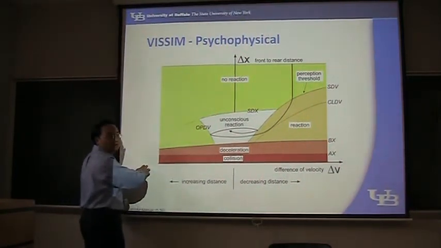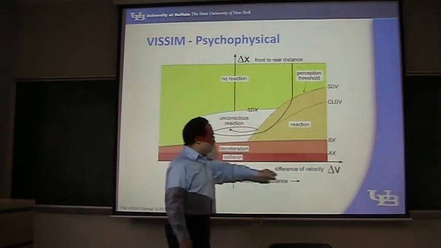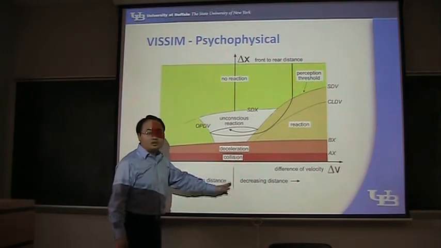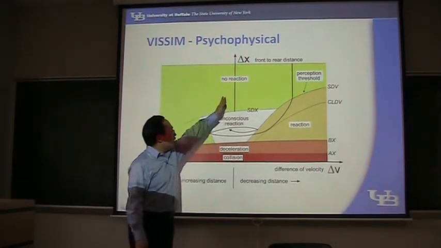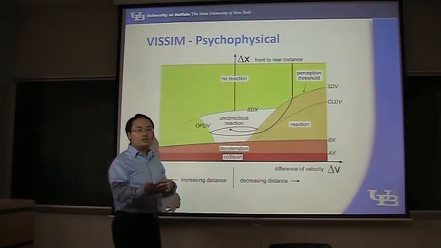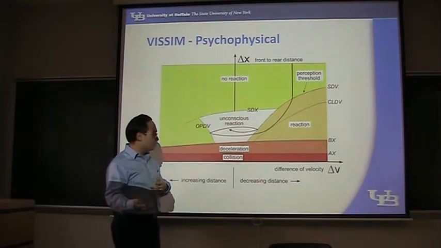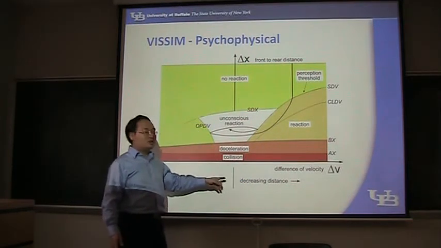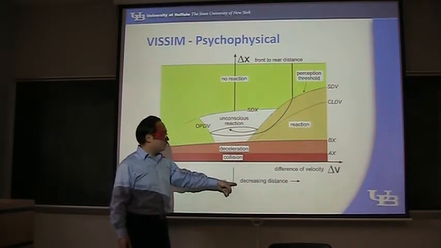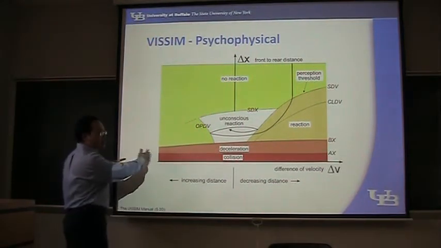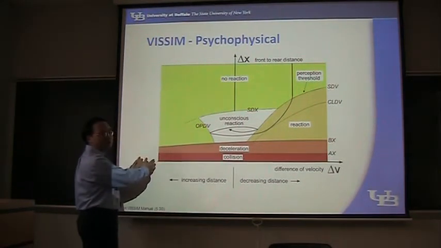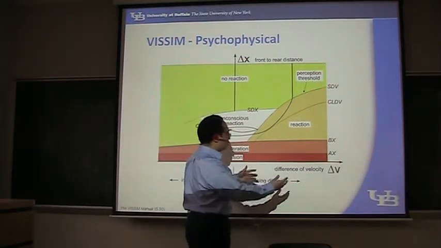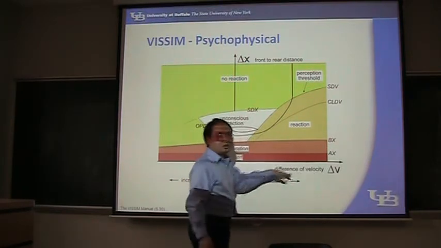And this is the 0 direction, the 0 delta V. So at this line, there is no difference. The vehicles are traveling at the same speed. But along this direction, the distance is decreasing. So this means the vehicle ahead of this vehicle has a faster speed. And this side means the vehicle ahead of this vehicle is having a slower speed.